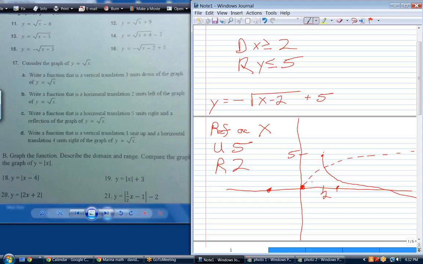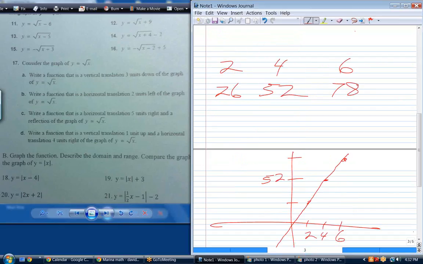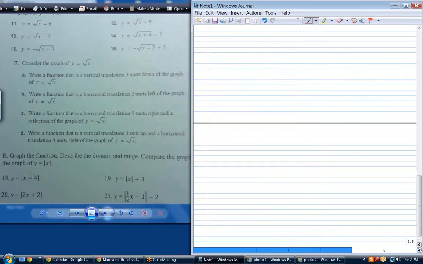Okay, I'm going to do 17. Do you have a preference on which to do next, Marina? No, just in order, I guess. Okay, so 17A. What would represent a vertical translation 3 units down of that graph? What equation will do that?